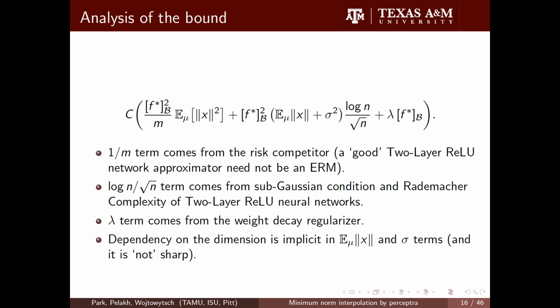So this 1/m term comes from constructing such an F theta tilde. And this log n over square root n comes from the sub-Gaussian condition and Rademacher complexity of two-layer ReLU neural networks. And the lambda term comes from the weight decay regularizer. Some people might wonder why there's no dimension term, and that's hidden inside the norm of x squared and sigma squared, because we assume them to be sigma sub-Gaussian, but those sub-Gaussian parameters often depend on dimension. And we want to note that this bound is not sharp, so there's some chance of improvement in this bound. So any questions here?